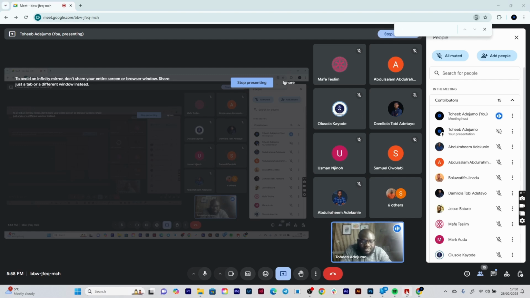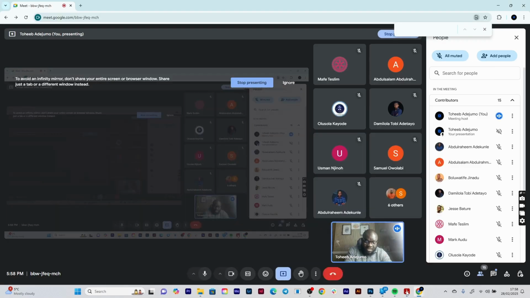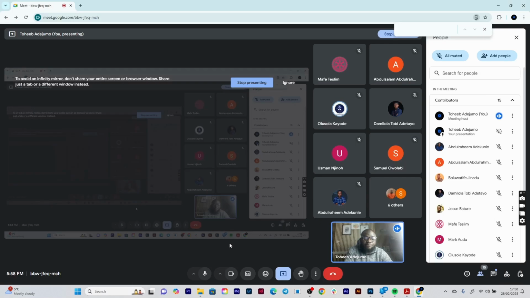Yeah? So this is another one. This is a behavioral one now. It's different from what everybody will create. So here now, this is why you see that all those motivational speakers, business tycoons, business instructors, business coaches and the likes, they create this kind of touch point more. Customer service interaction, events, workshops, community initiatives, person-to-person moments like meetings, presentations, all of those things are behavioral.